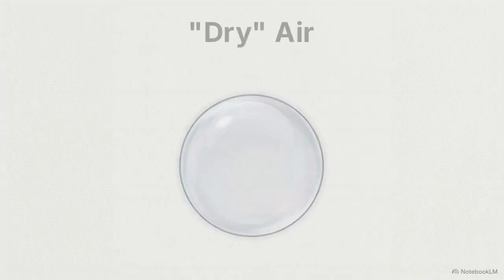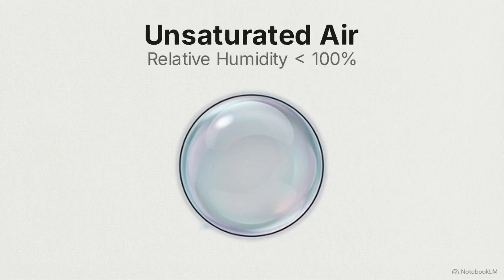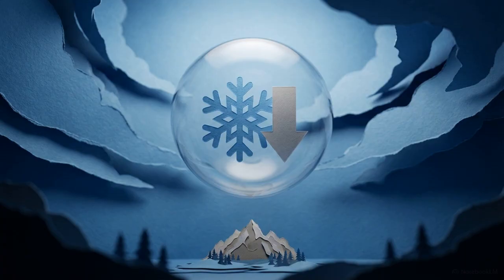The word dry doesn't mean the air is completely free of water. It simply means the bubble's relative humidity is below 100%. It is still capable of holding its moisture invisibly. As long as the air mass remains unsaturated, it will reliably lose heat at this exact rapid pace as it scales the sky. Now, let's introduce a different air bubble.